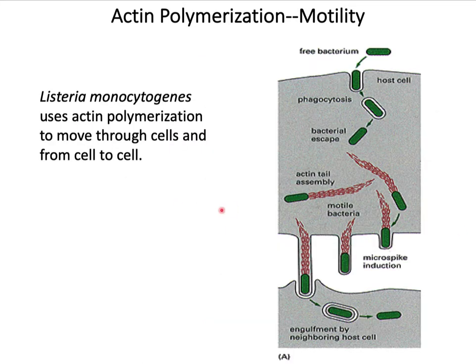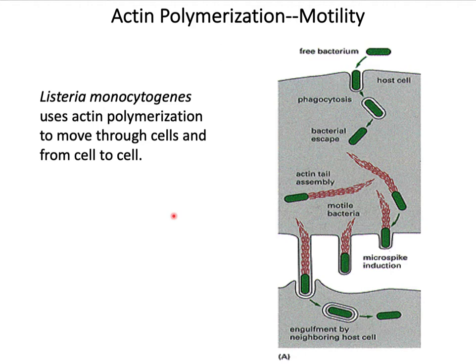What is really interesting is that some intracellular pathogens can hijack this actin polymerization system to move throughout the cell. One example of such a pathogen is Listeria monocytogenes. Listeria monocytogenes is a bacterium. It is a foodborne pathogen, and you often hear of recalls of dairy products or processed meats like deli meats that might be contaminated with Listeria.